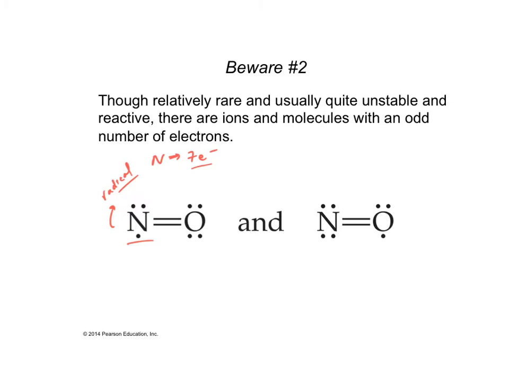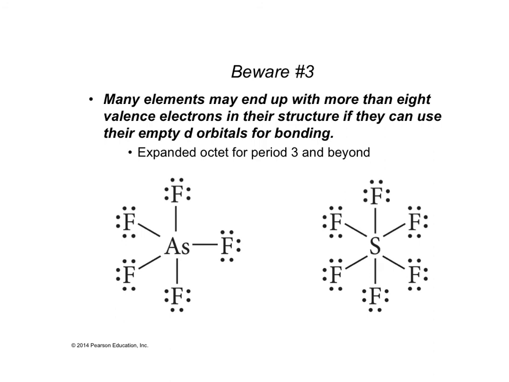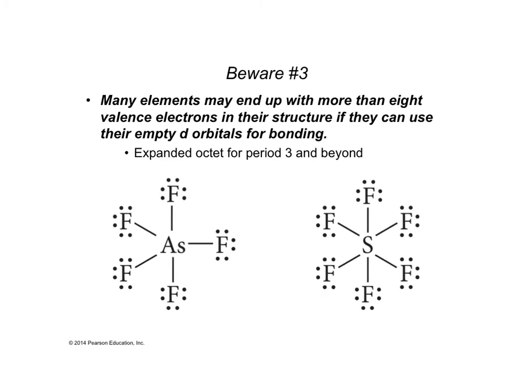Okay, and then exception number 3, which is really important to know. Sometimes you'll be dealing with Lewis structures where the central atom can actually obtain more than 8 electrons. This is going to be anything in period 3 and below. If we think about this, it kind of makes sense.